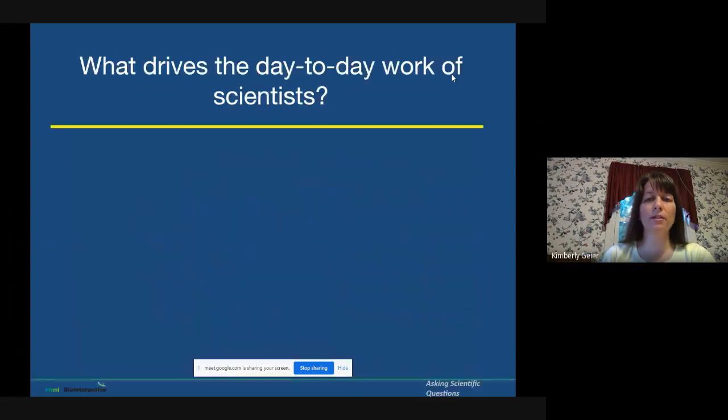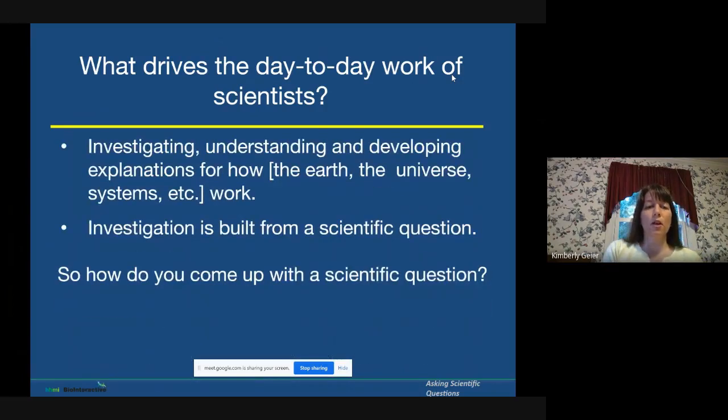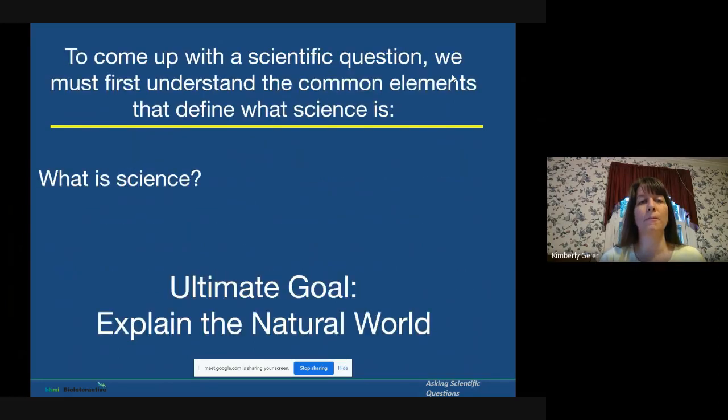An important part of science is investigating, understanding, and developing explanations for whatever you are studying, whether it's the Earth, the universe, systems. Here we're doing biology, so how all of the different organisms and how they interact together, how all of that works. And investigation is built from scientific questions. So that's why coming up with scientific questions is such an important part of science.